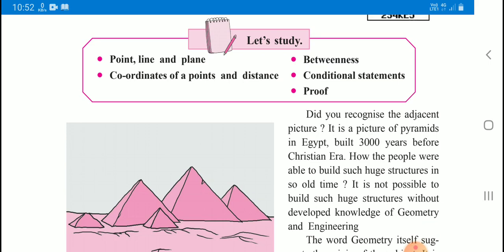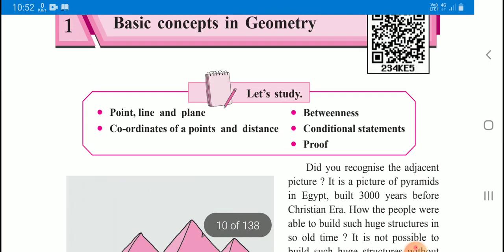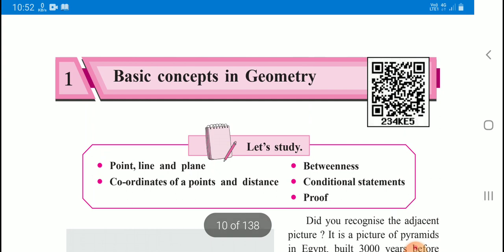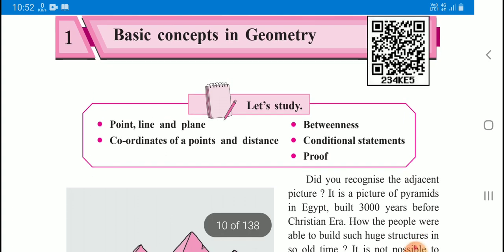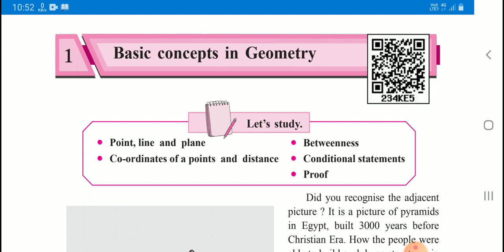Till last year you had one book. Now this year you have two books of mathematics. The first book is Mathematics 1 and the second one is Mathematics 2. Before that it was known as Algebra and Geometry. Whatever topic we are studying now gives information about basic concepts in geometry. So today we will see topic number 1 from your Mathematics Part 2 book, that is, basic concepts in geometry.